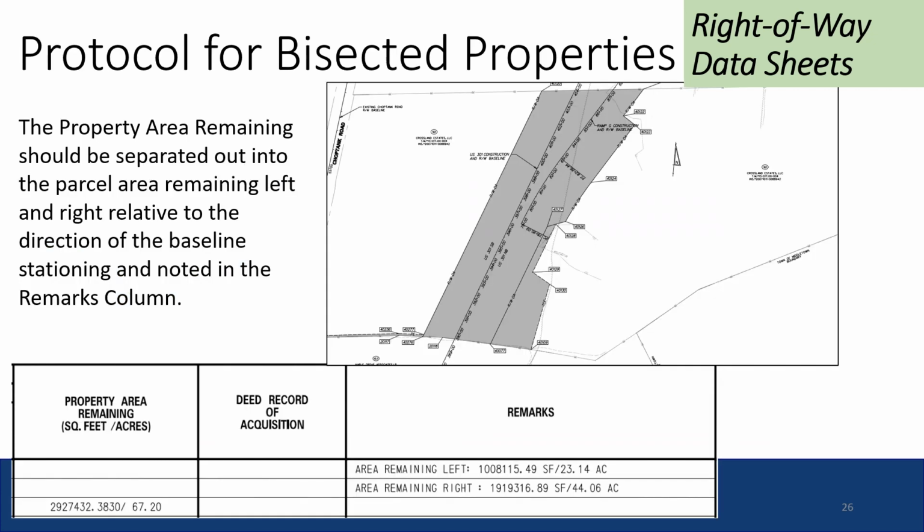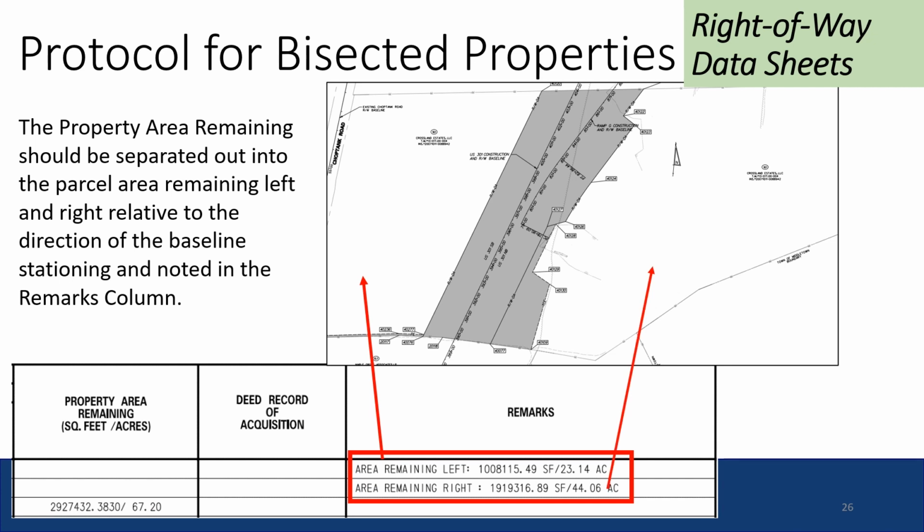When a project parcel is bisected by the alignment, the property area remaining should be separated out into the parcel area remaining left and right relative to the direction of the baseline stationing and noted in the remarks column.